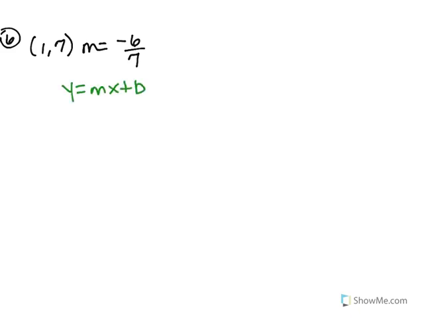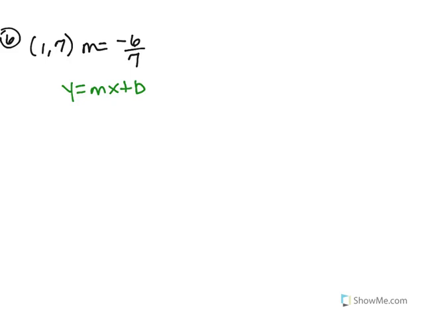Number 6 says find the equation of a line that's passing through the point (1, 7) and has a slope of -6/7. But they want you to write the equation in standard form. So this is writing the equation of a line. We did this, but we utilize the slope-intercept form to solve for b. Use it still, and then we're going to transform it to make it standard.